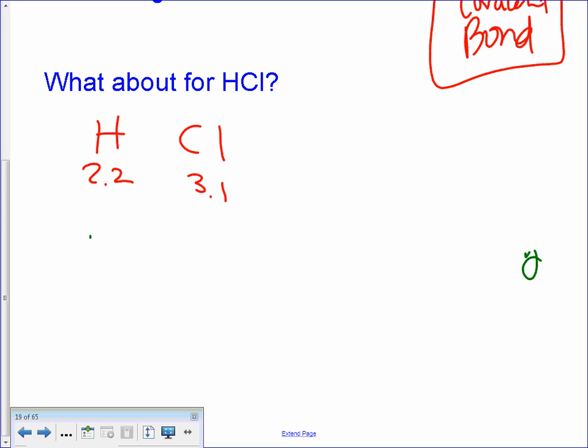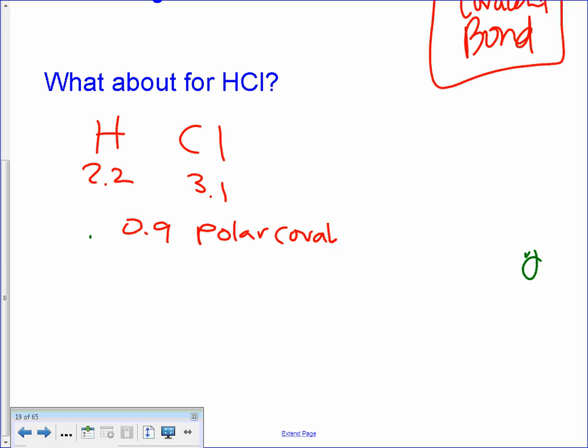Don't tell me, just do absolute value. 0.9? 0.9. Looking at the top, what category does that fall in? Polar. Polar what? Polar covalent.